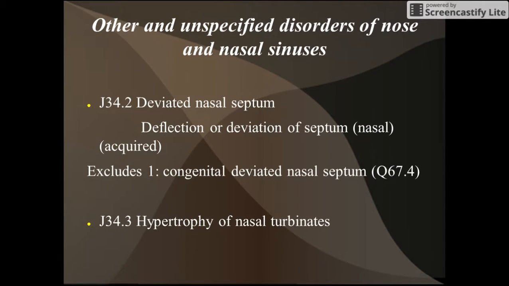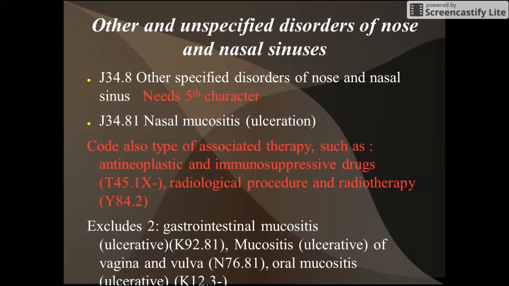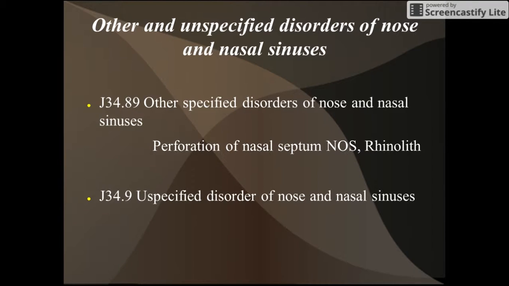J34.2, deviated nasal septum, and this excludes congenital deviated nasal septum, which is Q67.4. J34.3 is hypertrophy of nasal turbinates. J34.8, other specified disorders of nose and nasal sinus. You're going to need a fifth character here. So J34.81 is nasal mucositis, and it excludes gastrointestinal mucositis and everywhere that's not nasal mucositis. J34.89, other specified disorders of nose and nasal sinuses. And J34.9, unspecified disorder of nose and nasal sinuses.